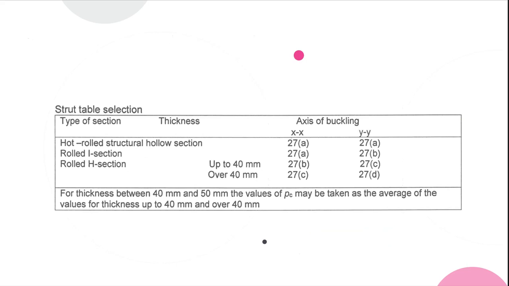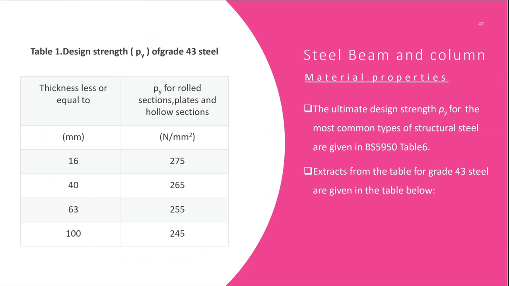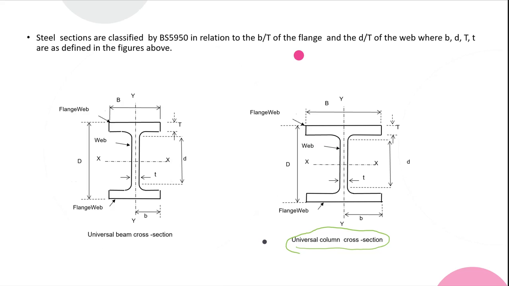Okay, and another thing that you need to check is the classification. That's why I showed this one earlier, because after we choose which section we're going to use, we still need to check for the classification. So B over T and D over T, we still check for the classification. The classification is the same, and there are some slight changes because some are checked under compression, but that one we will look at when we calculate later on.